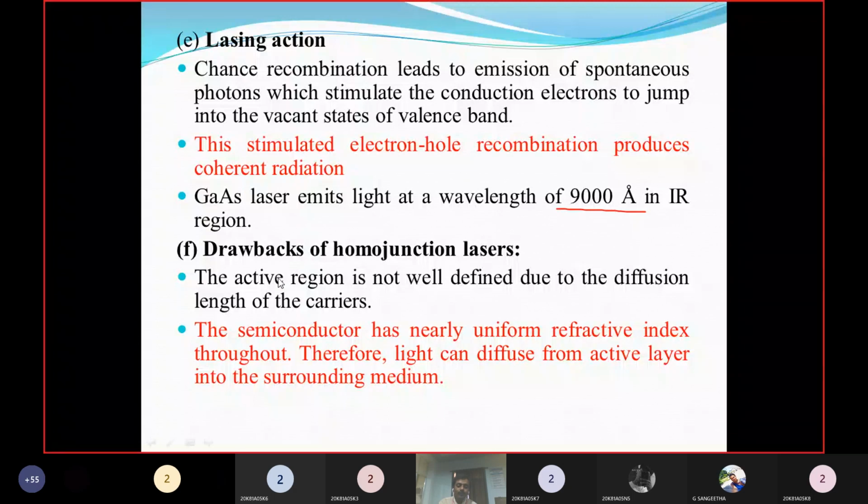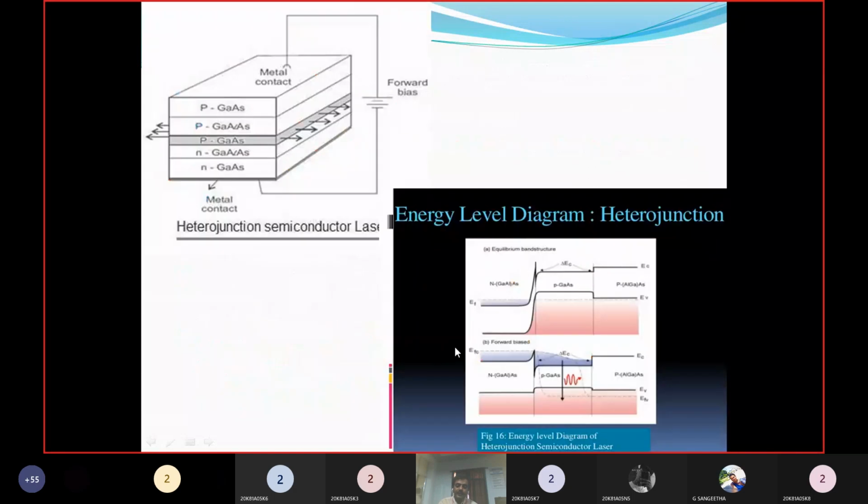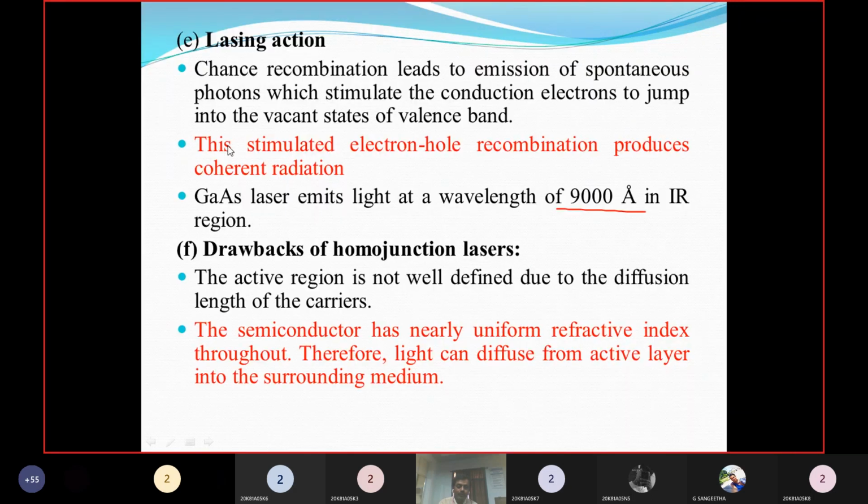The main drawback of the homojunction is that the active region is not well defined. But here the active region is well defined, because only that active region contains p-type gallium arsenide. One more drawback in the homojunction is that the semiconductor has nearly uniform refractive index throughout the material, therefore light can diffuse from the active layer into the surrounding medium.